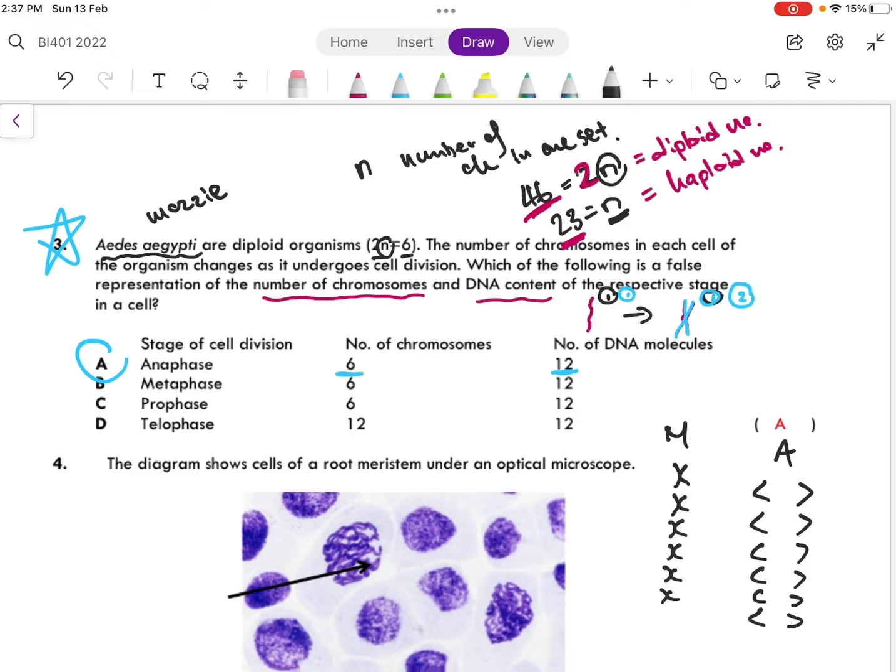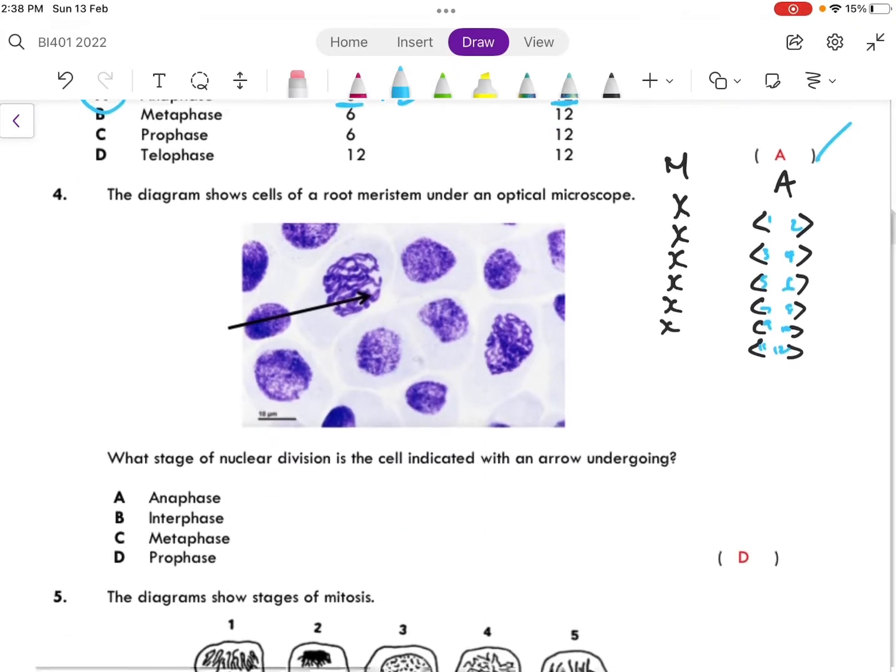So how many chromosomes do we have in total if we were to give it a count? We have 1, 2, 3, 4, 5, 6, 7, 8, 9, 10, 11, and 12. We actually have 12 chromosomes, not 6 chromosomes at anaphase. That's why the answer is A. Moving on to the next question.